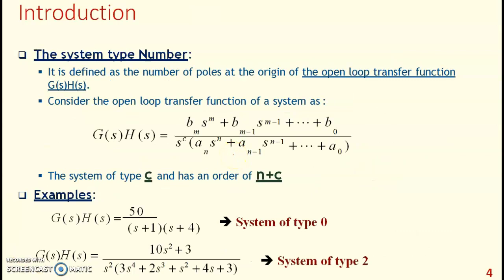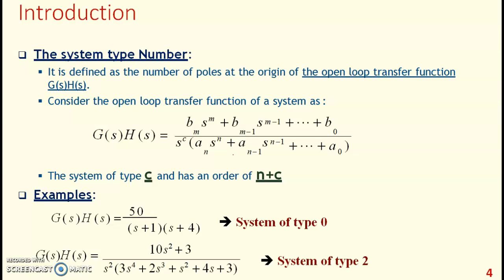So next, the type of system. Both type and order depend on the power of s. There are types of system: type 0, type 1 and type 2. Here we are to consider only type 0 and type 2. So type 1 is not included in your syllabus. Hence we have to discuss the general equation for the type of the system.